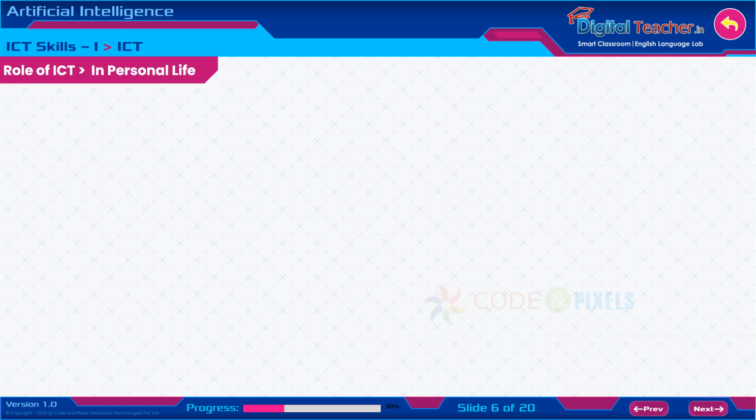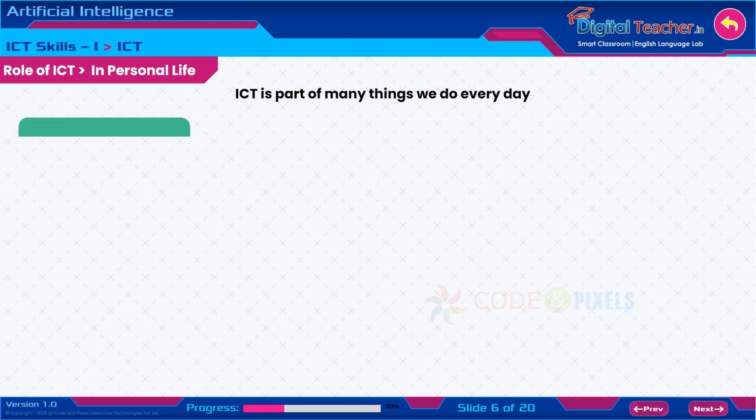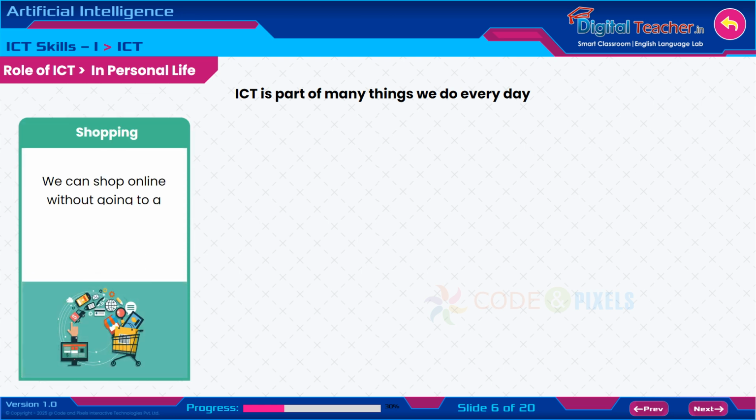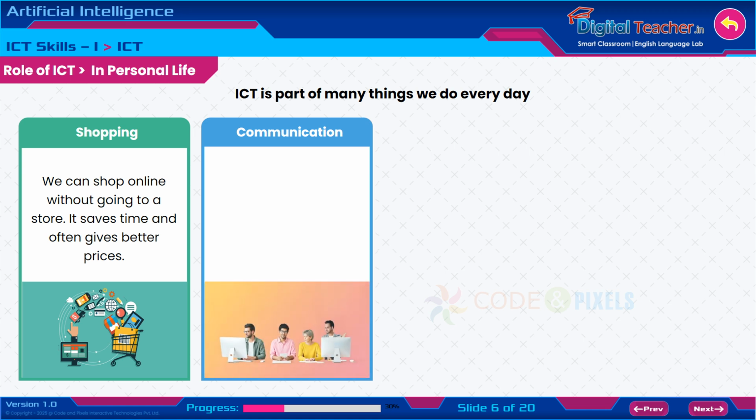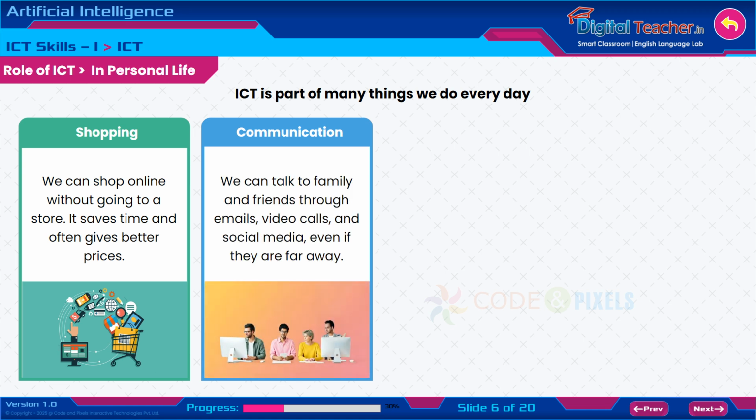Role of ICT in personal life. ICT is part of many things we do every day. How ICT helps in personal life. Shopping. We can shop online without going to a store. It saves time and often gives better prices. Communication. We can talk to family and friends through emails, video calls, and social media, even if they are far away.